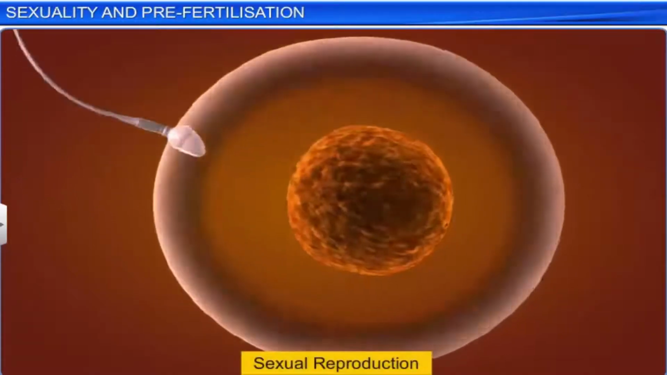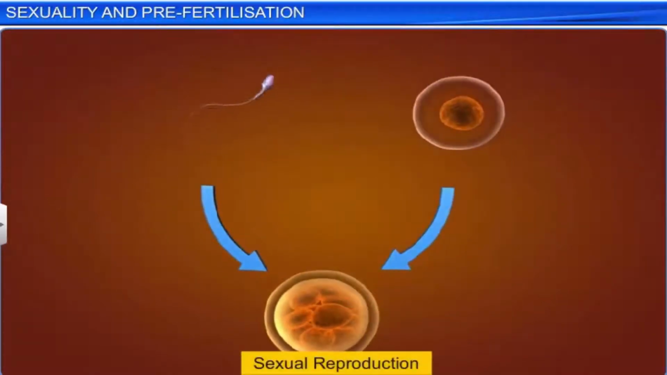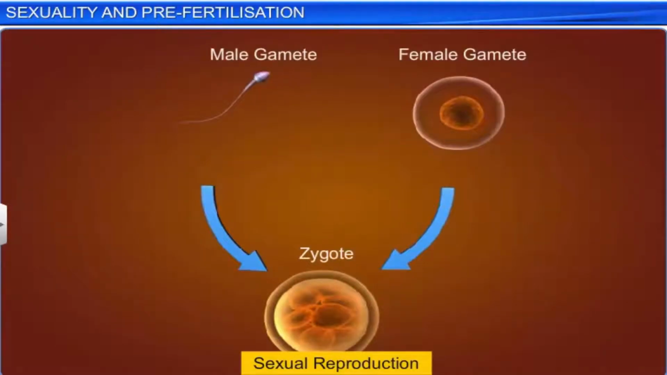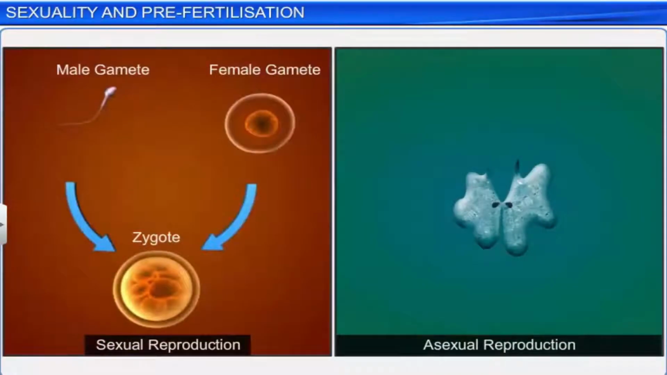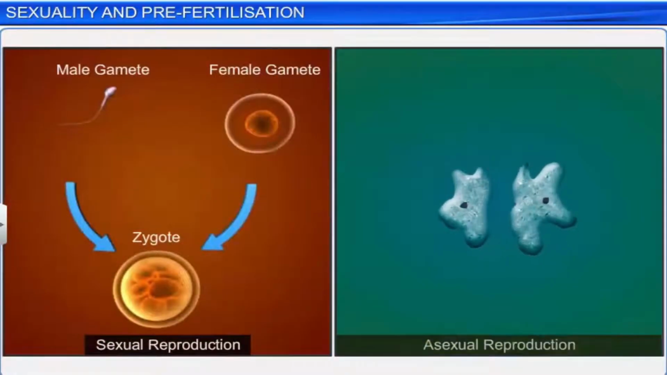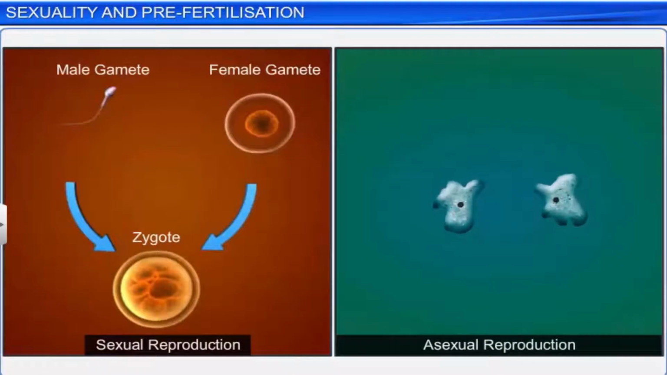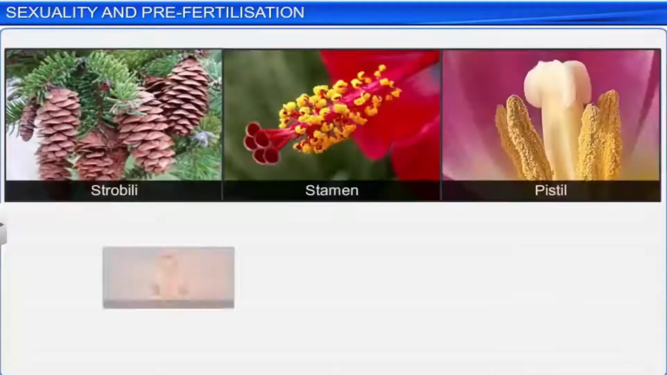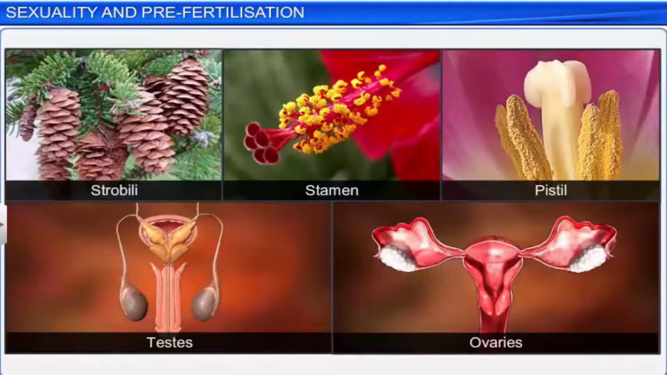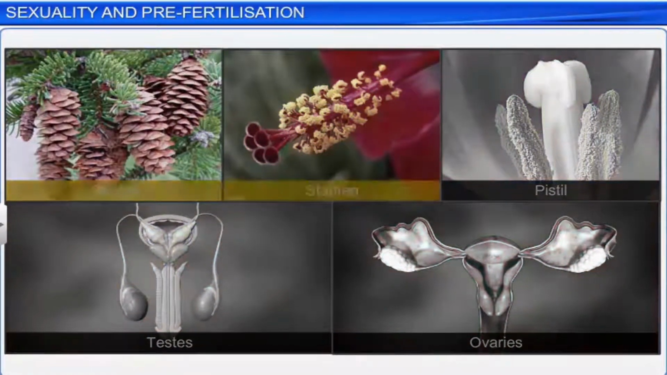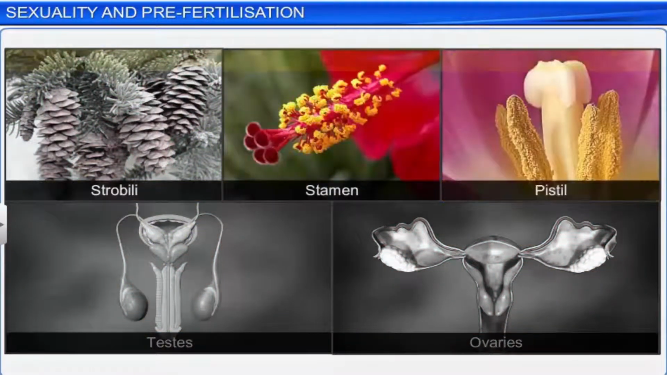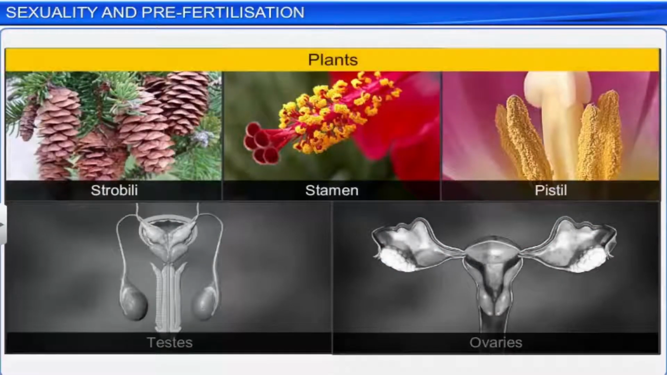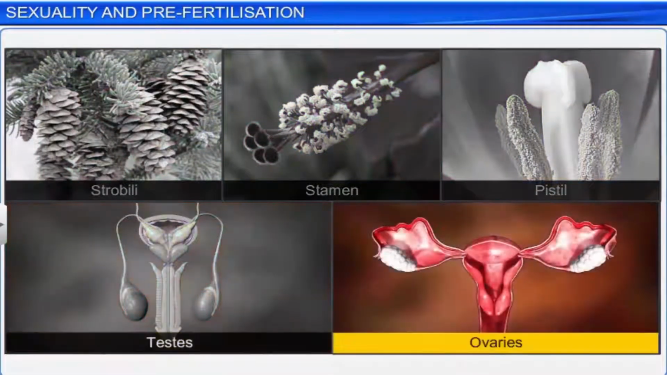Sexual reproduction, which is common in higher plants and animals, is a far more complicated and elaborate process than asexual reproduction. This form of reproduction essentially involves the fusion of male and female gametes, produced by reproductive structures such as the strobili, stamen, and pistil in the case of plants, and testes and ovaries in animals.